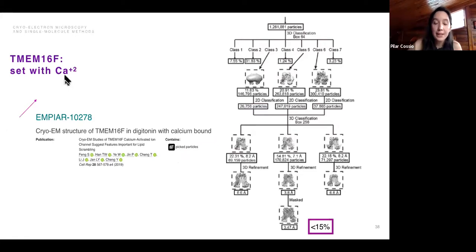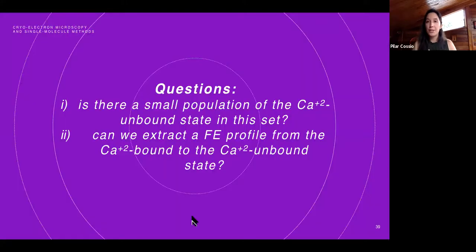This was the set that was used to generate the high resolution structure of the calcium bound state. Something interesting, and I think this is very standard in Cryo-EM, is that you start with a large number of particles. Here they started with 1.2 million, and after classification they obtained the high resolution structure with less than 15% of the data. So we have several questions that we want to address. The first question is, is there a small population of the calcium unbound state, the other state that wasn't used to reproduce the data, in this set?